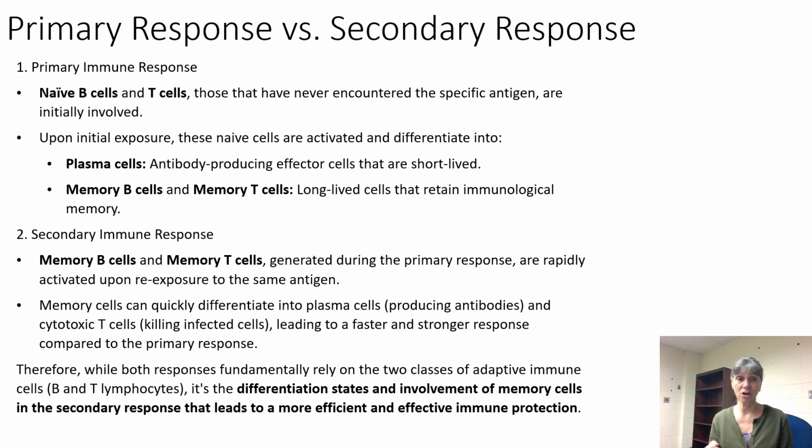That leads to a faster, stronger response compared to the primary response. So while both responses are going to fundamentally rely on those two classes of adaptive immune cells, the B and T lymphocytes, it's the state of differentiation and the involvement of the memory cells in the secondary response that's going to cause a more efficient, more effective immune response when a second exposure, or re-exposure, to that same antigen occurs.